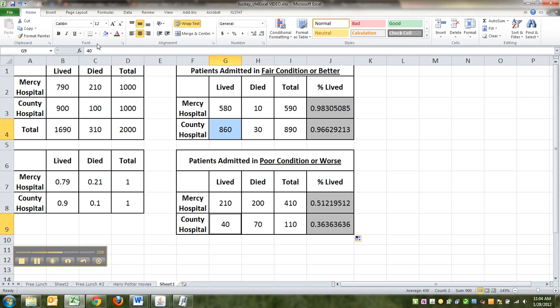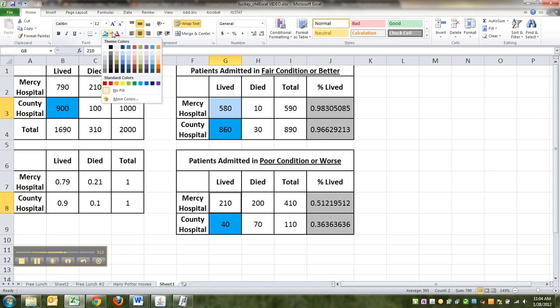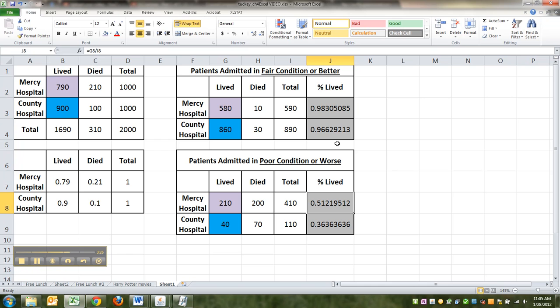Notice this adds up, right? 86 plus 40, see those two? Those two would make 900. This works. These are the same numbers, right? And 580 plus 210 adds up to 790. Let me give it, I don't know, like purple. Adds up to this 790 right here. See? So it works out. But look at the percentages. Mercy is higher in both of them.